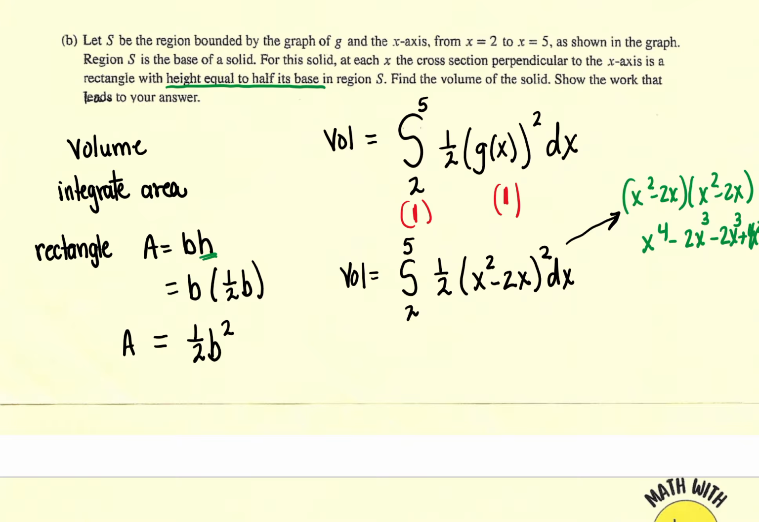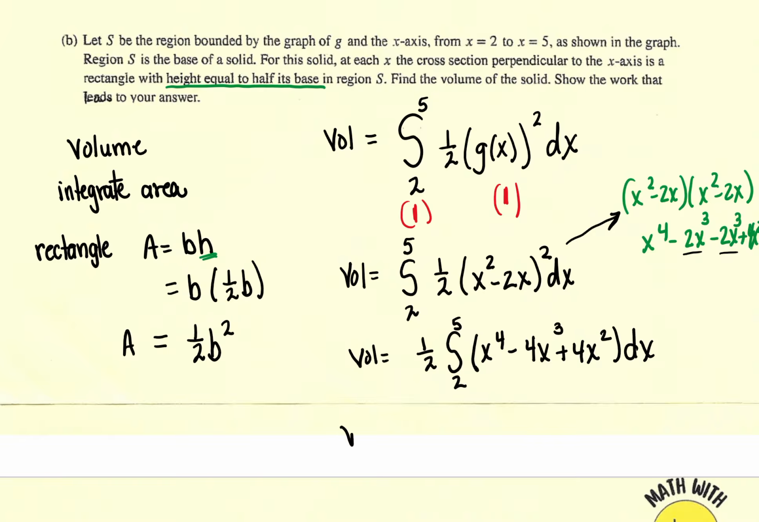So what we're integrating then, and I'm going to pull my 1/2 out front. I just like to get those constants out there. So we're going to have x to the 4th minus 2x to the 3rd. Well, actually, we have two of them, so we have 4x to the 3rd, plus 4x squared dx.